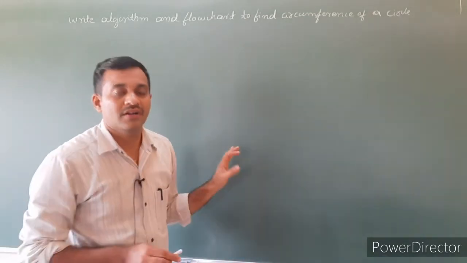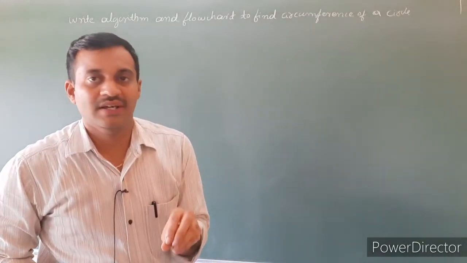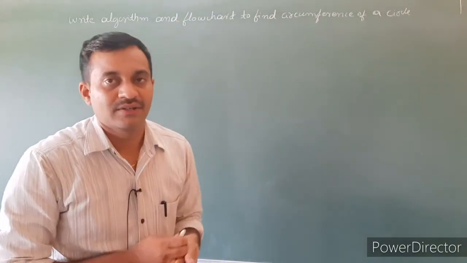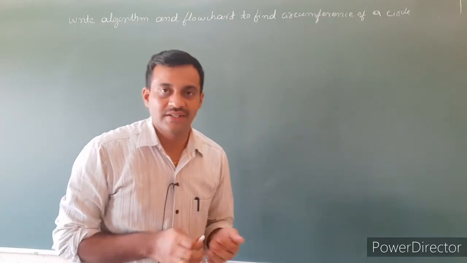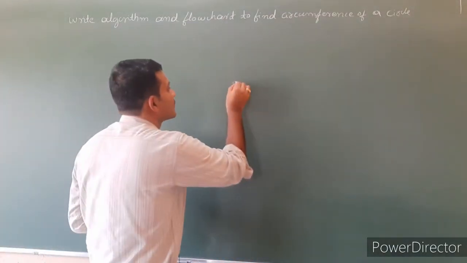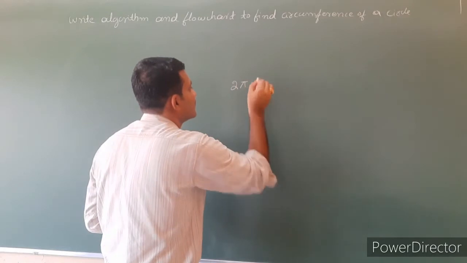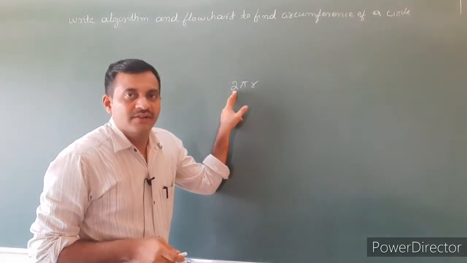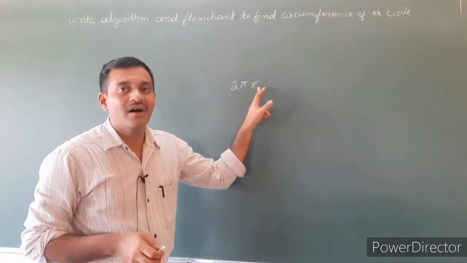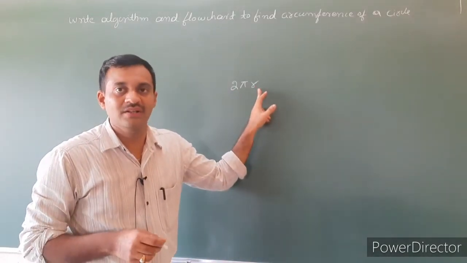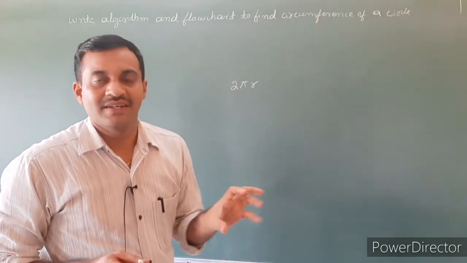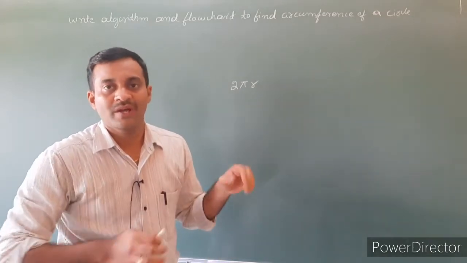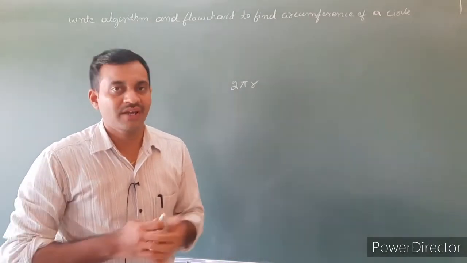Before writing the algorithm and flowchart, first we must know the formula to find the circumference of a circle. The formula to find the circumference of a circle is 2 pi r. So here 2 is a constant, pi is also a constant, then r is a variable. Here variable is a memory location. Variable represents the memory location. It holds some value. That value may change during program execution.